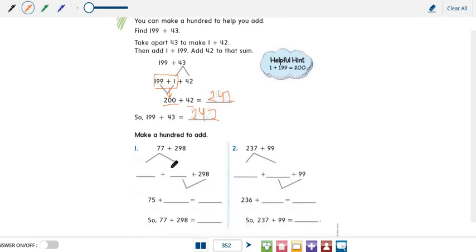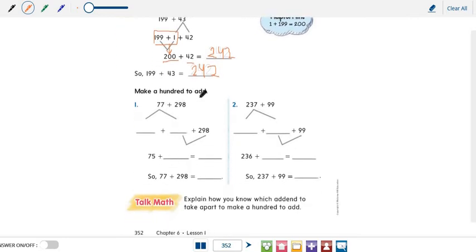Now, let's solve question number 1. Make 100 to add. Here we have 77 plus 298. We have to break apart number 77, because this is the number closest to 100. So, how many ones do we need to move from 77 to 298 to make 300? Yes, we need 2. We need 2 to make 300 out of 298.